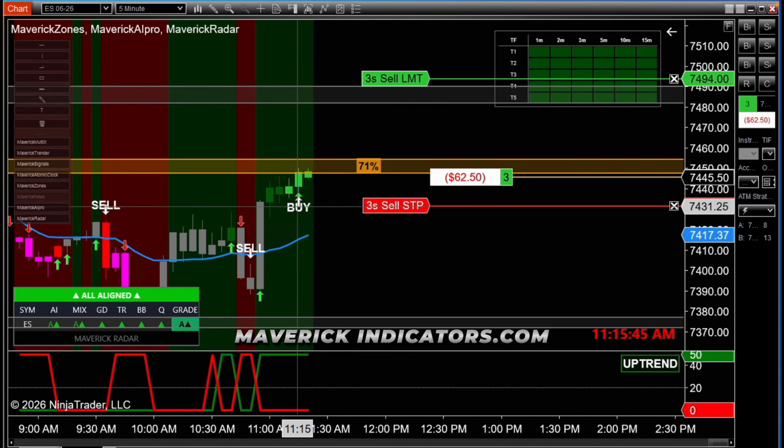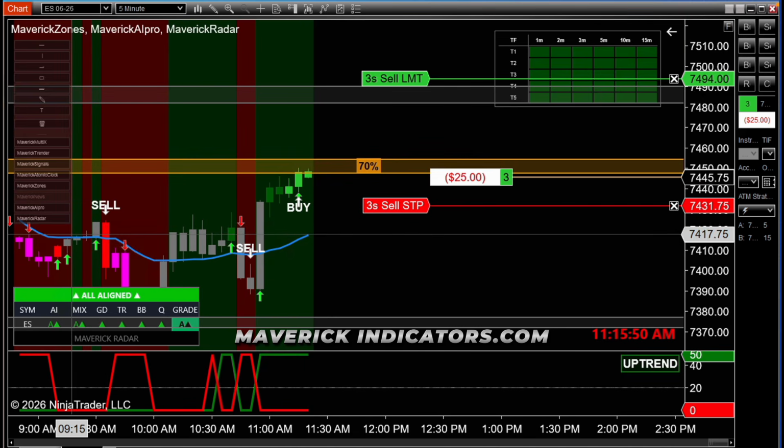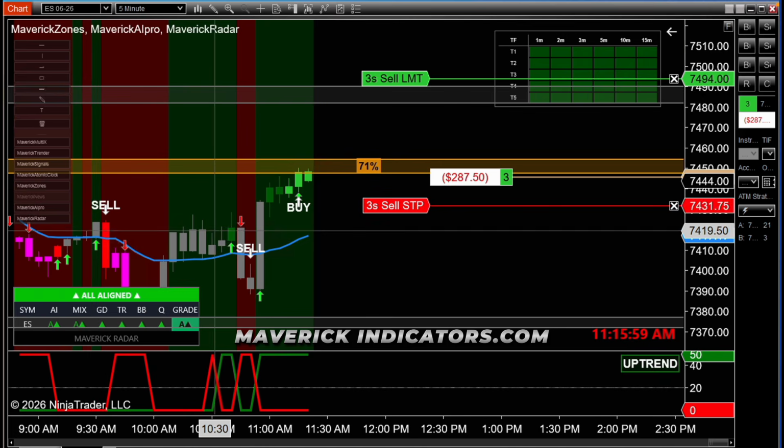Oh, Maverick signals. I did not have this on. You got a buy signal way back here. I did not see that. I didn't have it on. Sorry about that. Another cool feature about this toolkit is you can turn on and turn off certain indicators. So pretty cool.